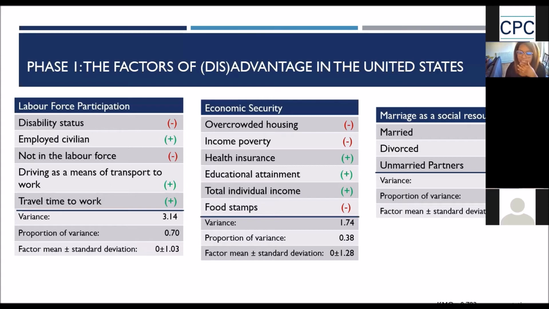Examining the table, we see the direction of each of the items within the third factor. As such, I call this marriage as a social resource, and I examined marriage and its connection to disadvantage as a lack of family-based social capital.